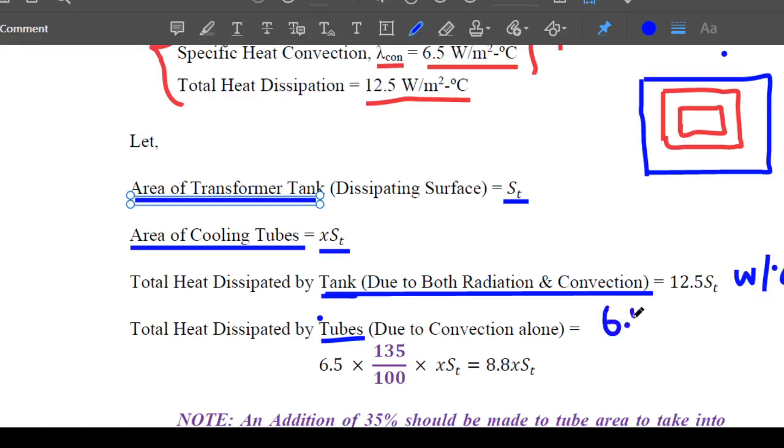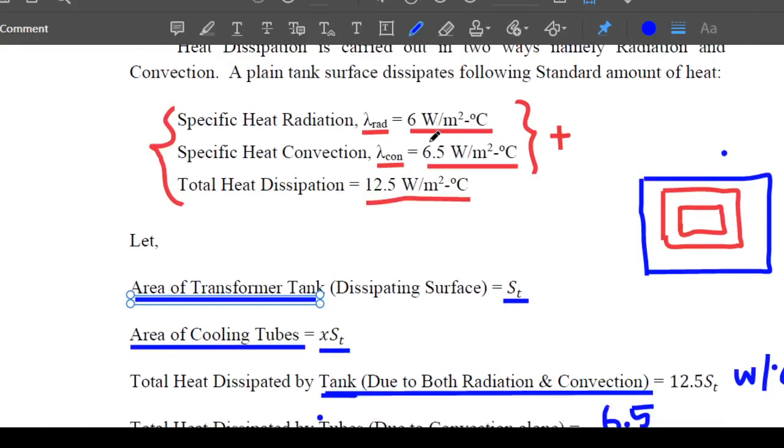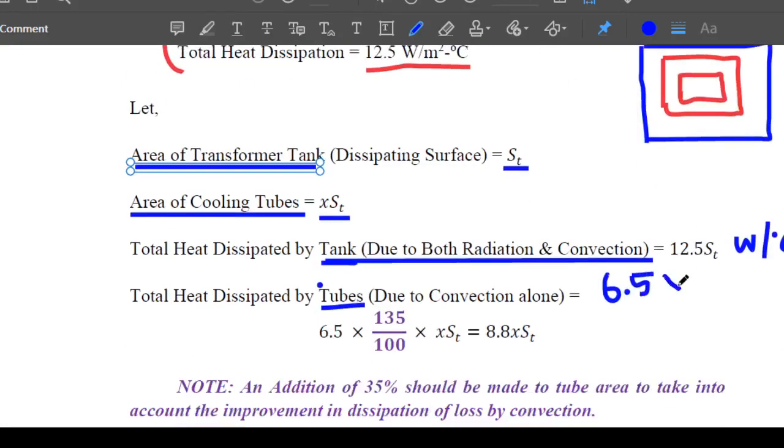Why 6.5, why is it not 12.5? Because radiation is not considered here. So if I don't consider radiation, if I consider only convection, the value is 6.5. So 6.5 into, what is the area here? Cooling tubes area is only X into ST. So 6.5 into XST should be the answer.